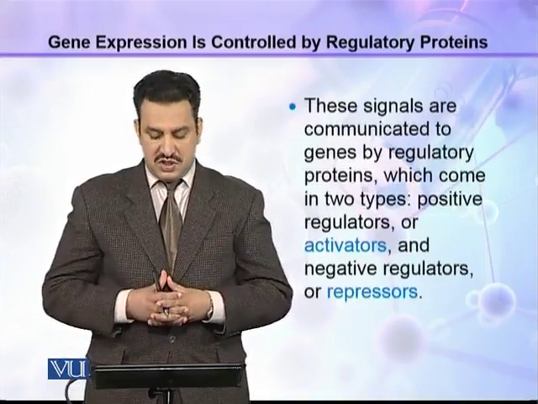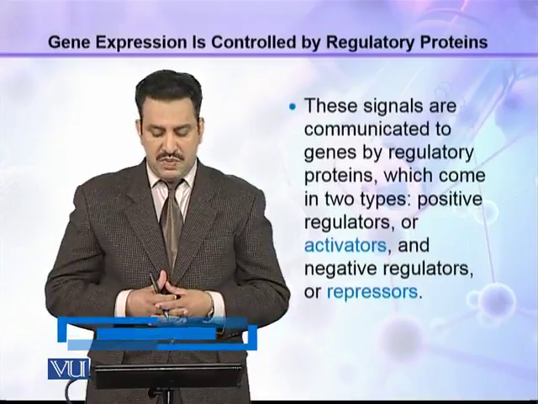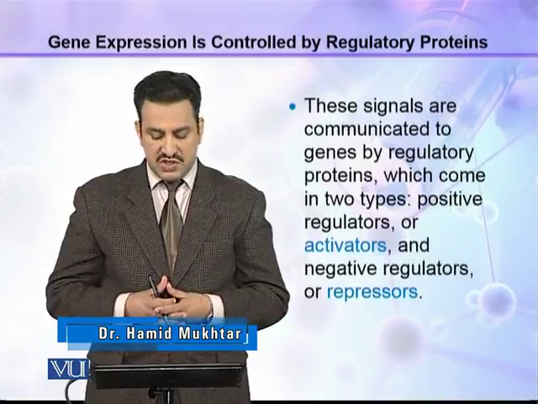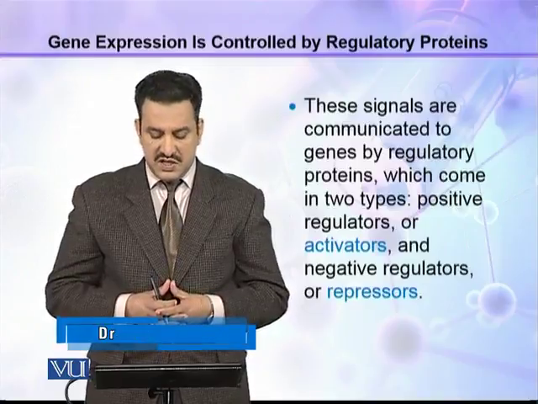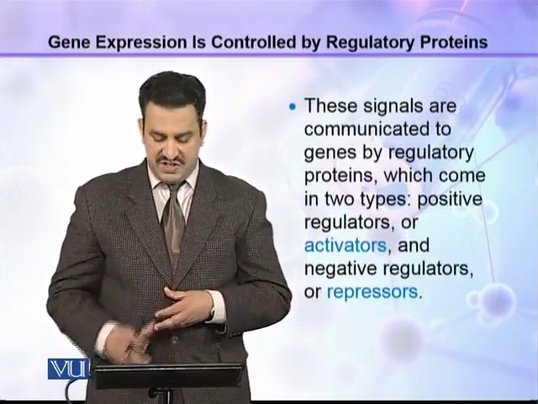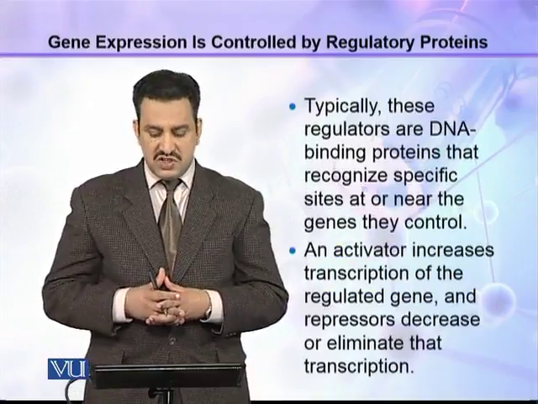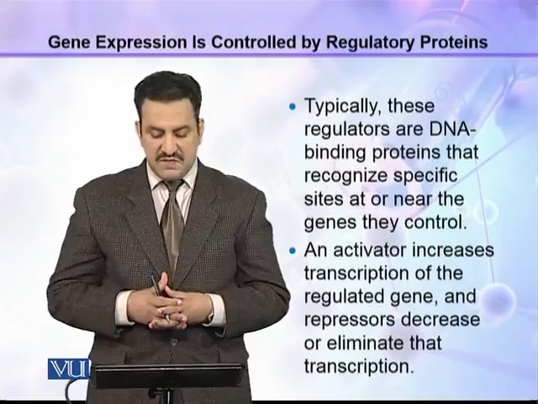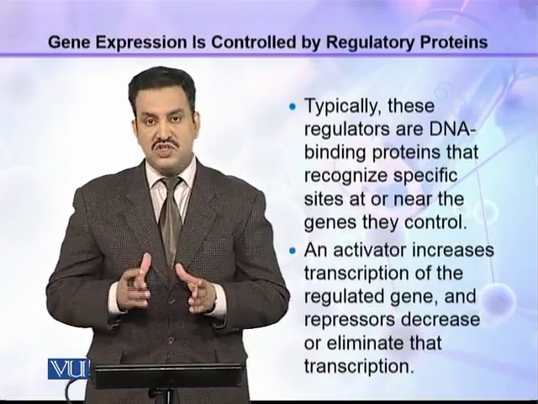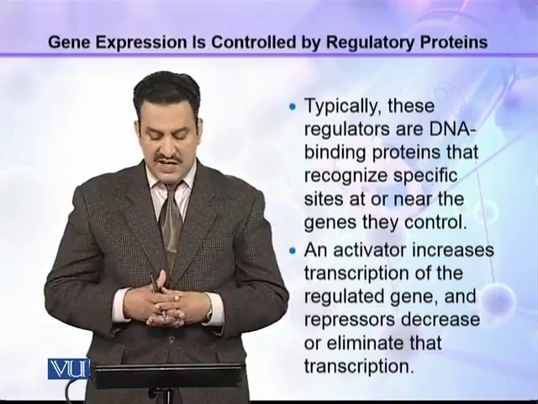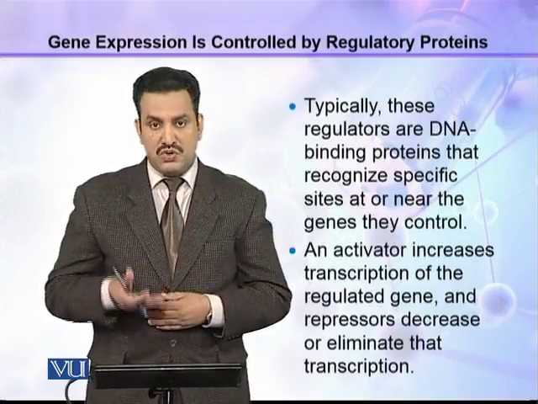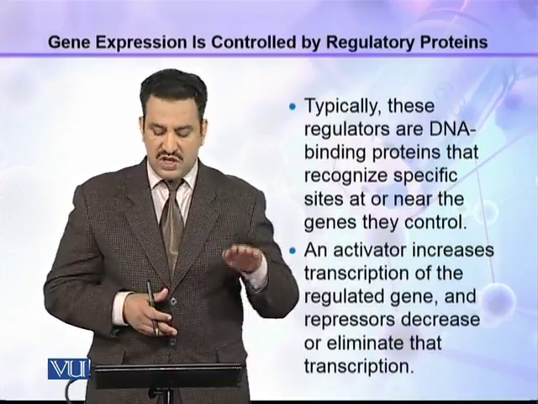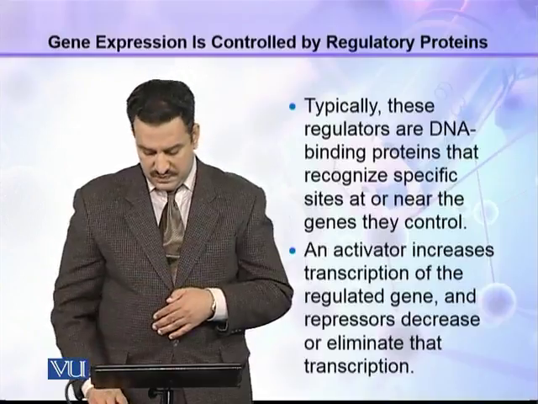These signals are communicated to the genes by regulatory proteins which come in two types: positive regulators or activators and negative regulators or repressors. Typically, these regulators are DNA binding proteins that recognize specific sites at or near the genes they control. An activator increases transcription of the regulated gene and a repressor decreases or eliminates that transcription.